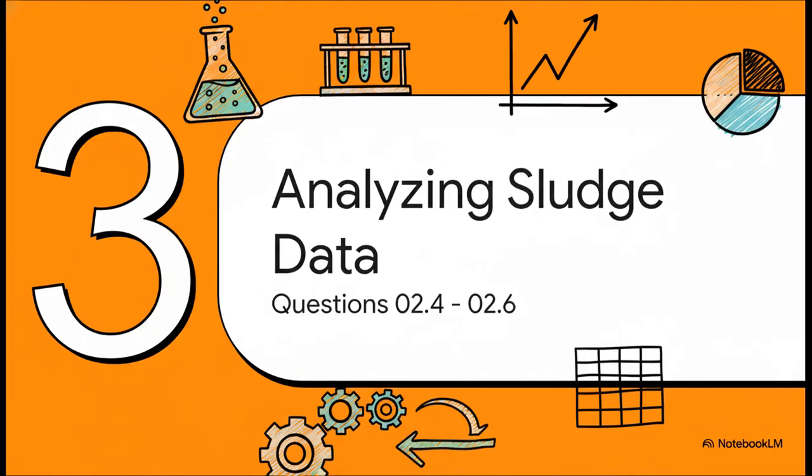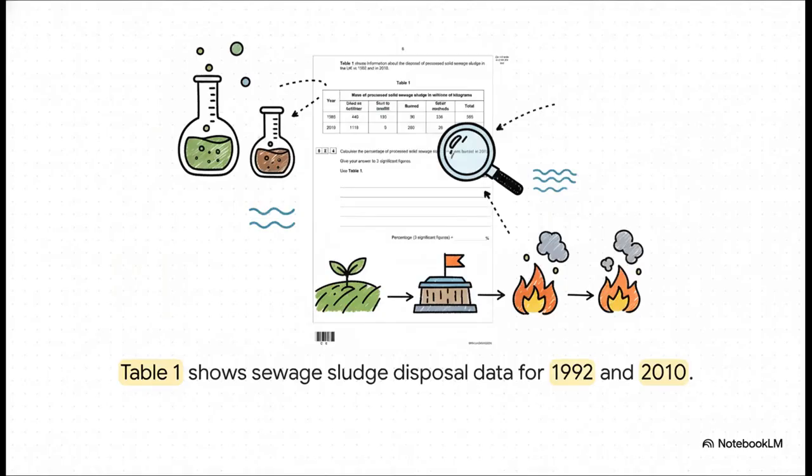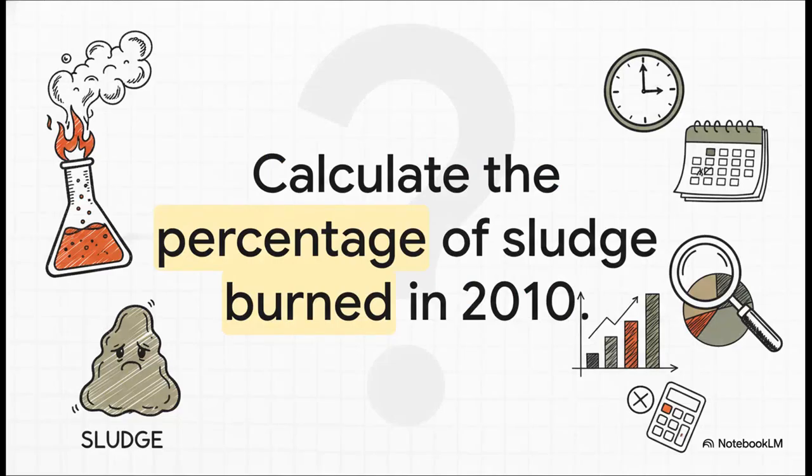Now for the final part of question 2. We're moving away from pure theory and into data handling. We're given a table, and we've got to interpret it and do some calculations. So here's the data we're going to be working with. Table 1 lays out how the UK got rid of its solid sewage sludge in 2 different years, 1992 and 2010. You can see the mass for different methods, like using it as fertilizer, dumping it in landfill, and just straight up burning it. The first data question is a 3-mark calculation.